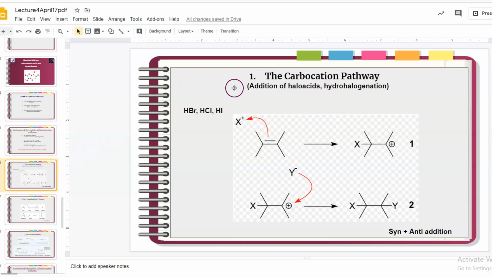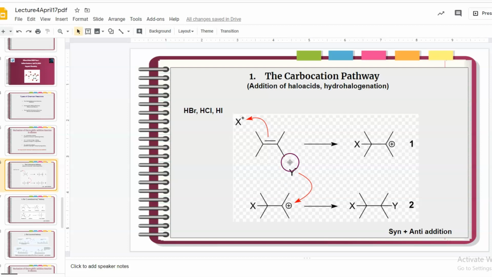The first one, the carbocation pathway. What I'm going to do first is I'm going to give you a general mechanism for all those three different pathways. And in the next session, we'll take specific molecules and a specific reaction and go into detail and maybe even draw arrow diagrams on a whiteboard.